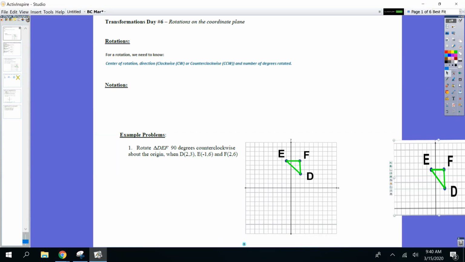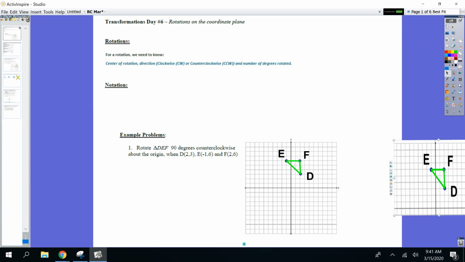Okay, everybody, this is our first day of distance learning. Doing the notes for transformations, day number 6, rotations on the coordinate plane. I'm going to make this as quick as possible for you guys so you have time to practice your assignment.